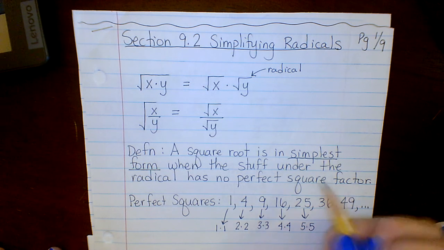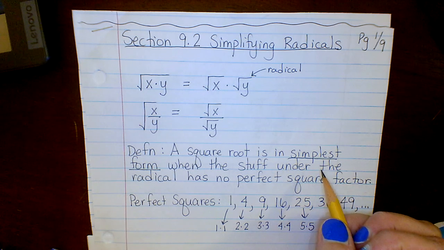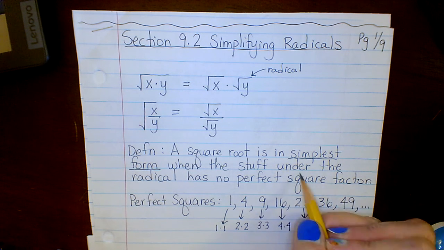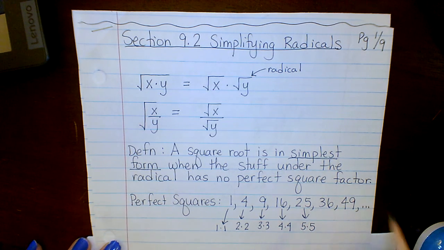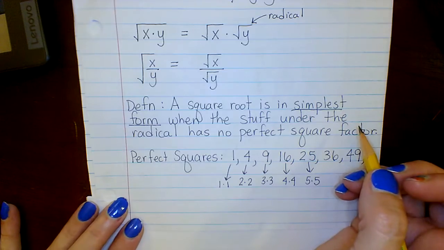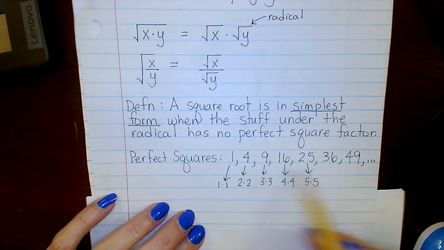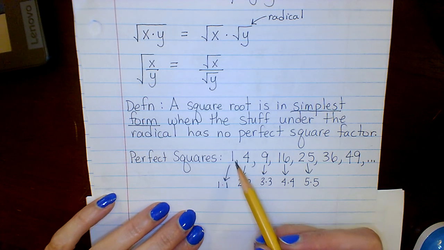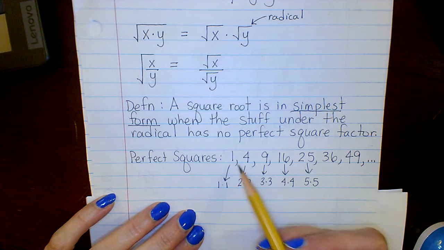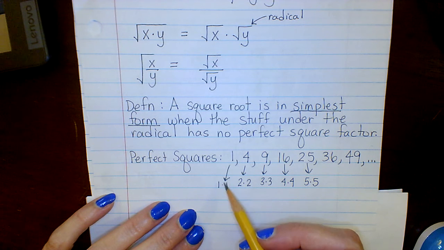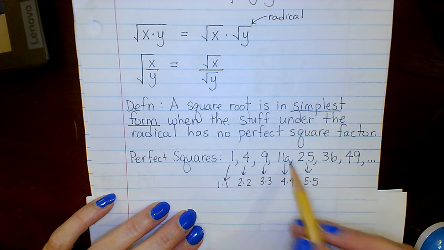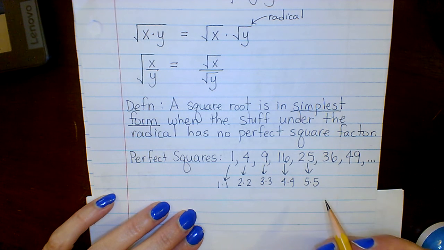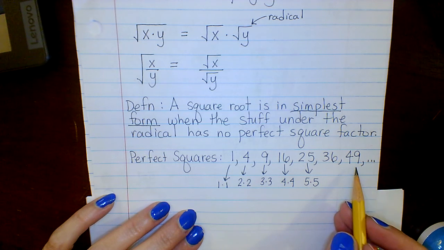Alright, so a square root is said to be in simplest form when the stuff under the radical has no perfect square factor. Now, let's just review what a perfect square is. A perfect square is this list, and it's the result of a number squared. So 1 is 1 times 1, or 1 squared. 2 squared. 3 squared. 4 squared. 5 squared. And so on. So these are what's referred to as perfect squares.